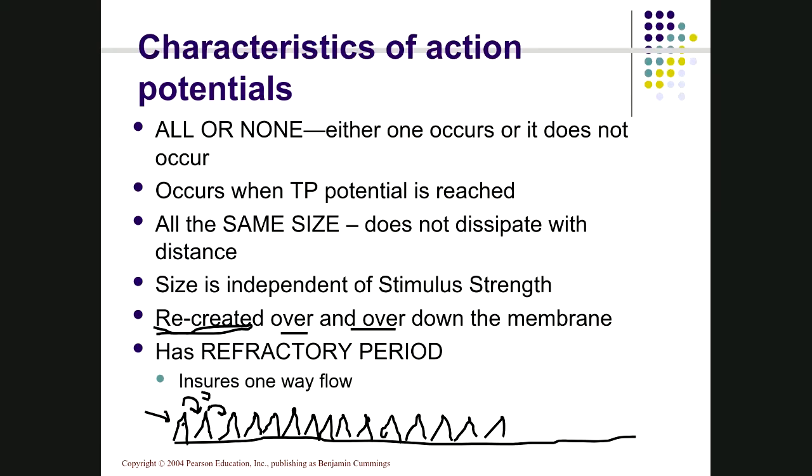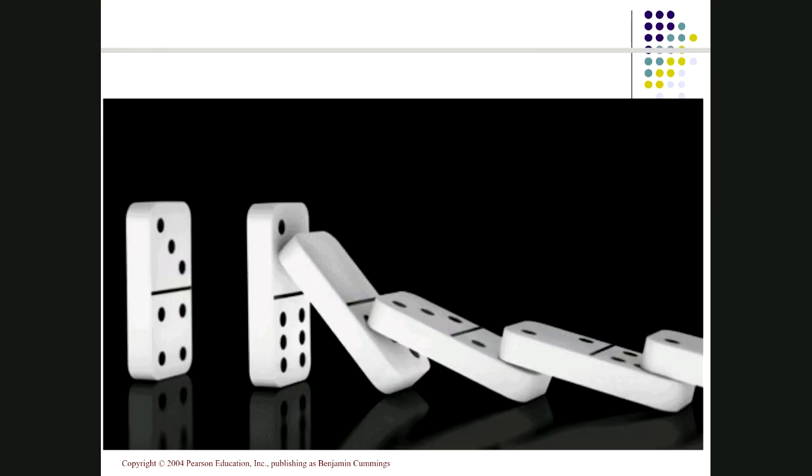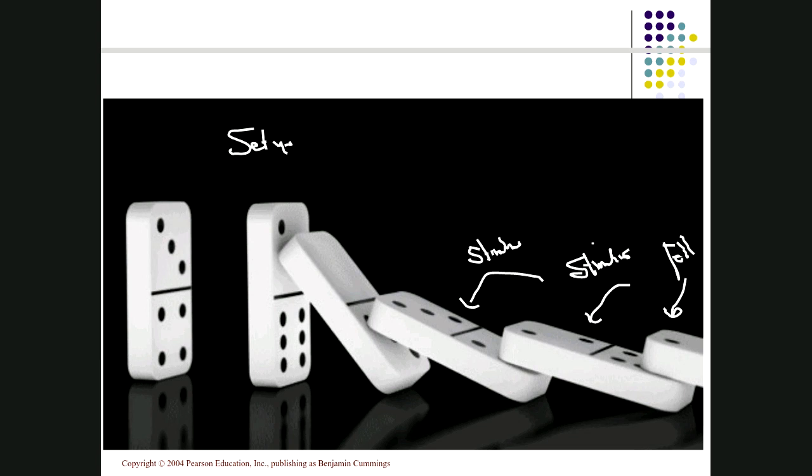It's almost like dominoes again. So look, these dominoes are all set up. They're all ready and waiting. But this one fell over. And when that one fell, it knocked this one over. In other words, it was the stimulus to make this one fall. And then that one knocked this one over. It was the stimulus to make the next one fall. And then that one's going to knock that one over, and so on.